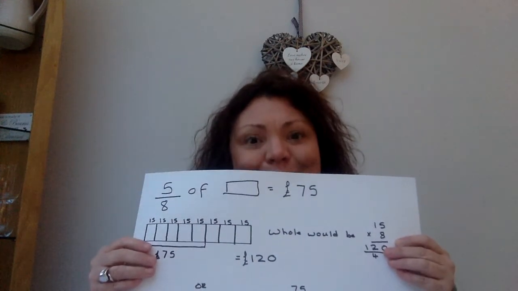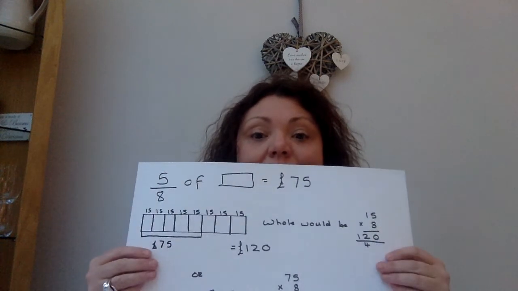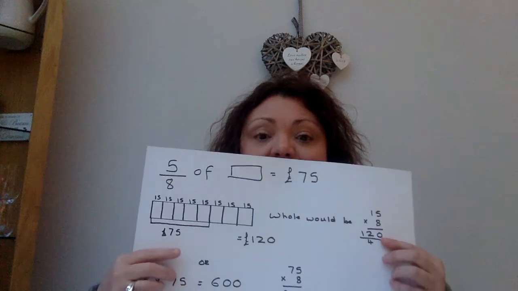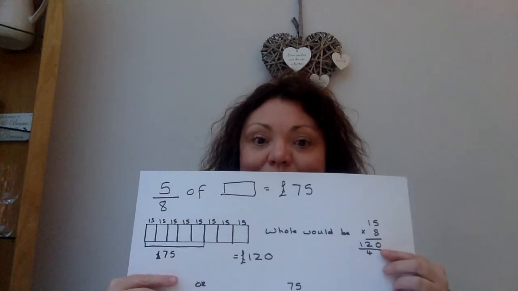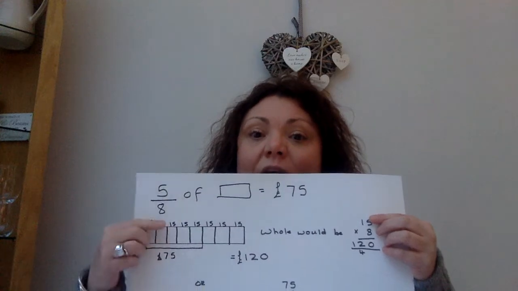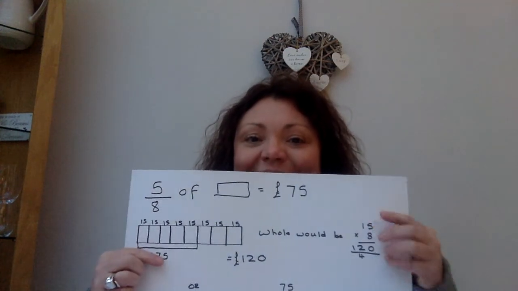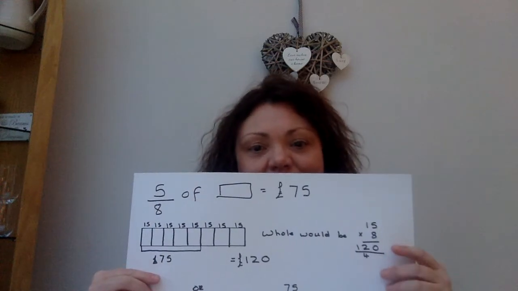I'm going to write down my workings, and I would like you to also. And we have got 15 times 8, which equals 120. So the whole would be 120. 5/8 of 120 equals 75 pounds. Okay, now let's have a look at the other way that we could work this out, okay?